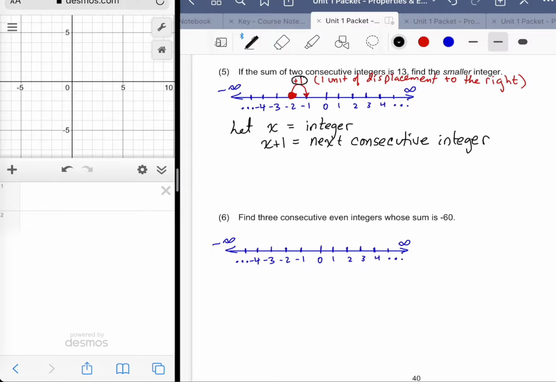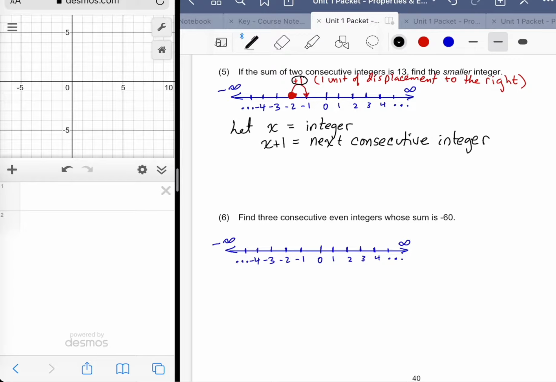Now we have to actually write an equation to solve. I didn't show this, but the directions for this entire set of problems said to solve algebraically. So I have Desmos up, which is great, but we would only use that to check our work. We wouldn't use it to solve. We'd have to show the work here.